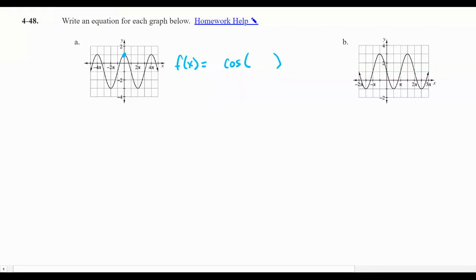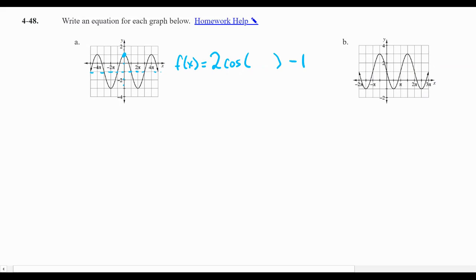The next thing I want to look at here is where would be the midline. Looks like the midline here is going to be at -1. So that means on the outside I got -1. Then the amplitude looks like it is 2 because from the midline it goes up 2 and down 2. So that's going to be my A value here in the front.